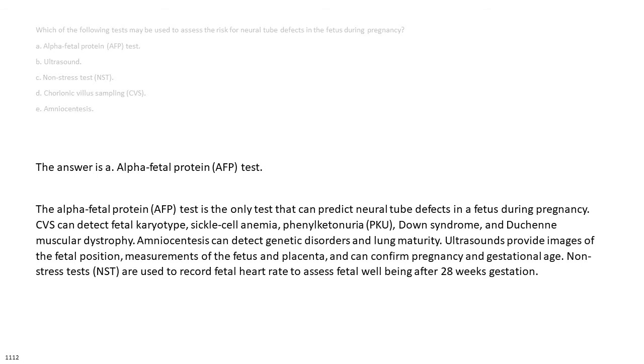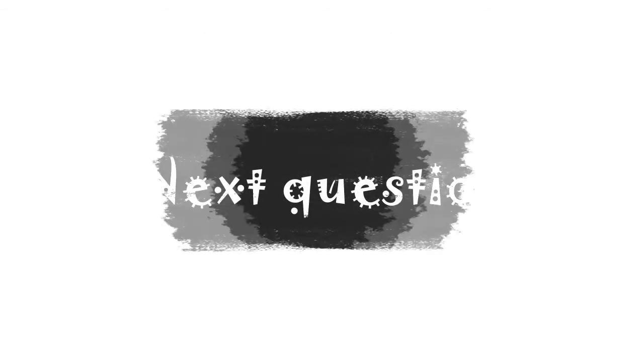Ultrasounds provide images of the fetal position, measurements of the fetus and placenta, and can confirm pregnancy and gestational age. Non-stress tests, NST, are used to record fetal heart rate to assess fetal well-being after 28 weeks gestation.